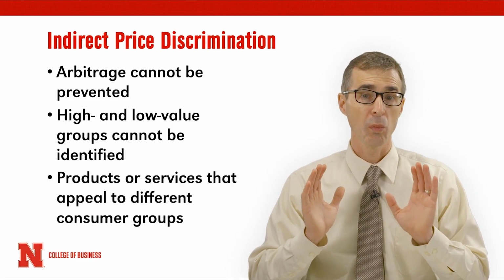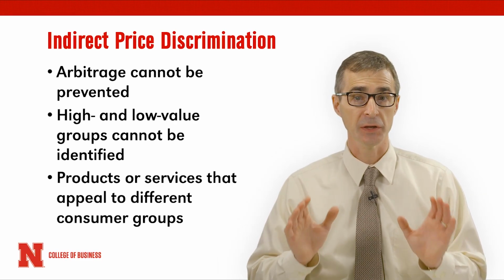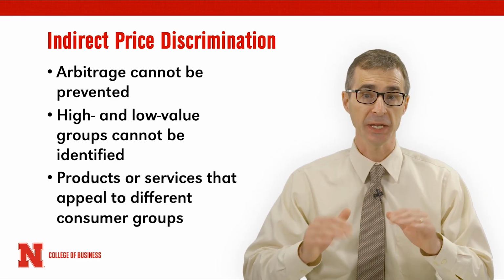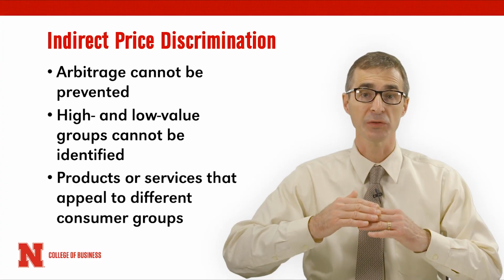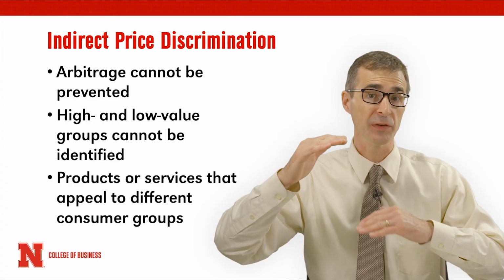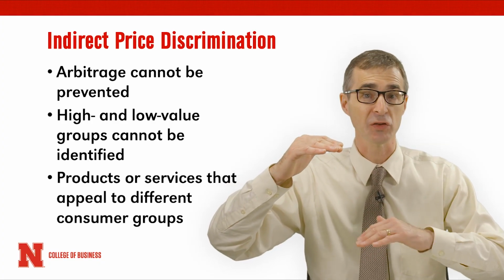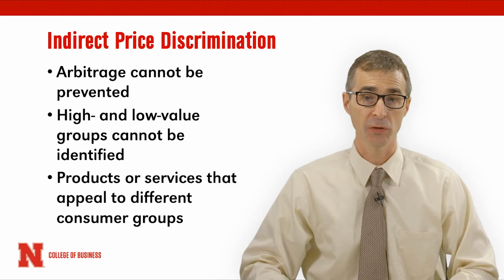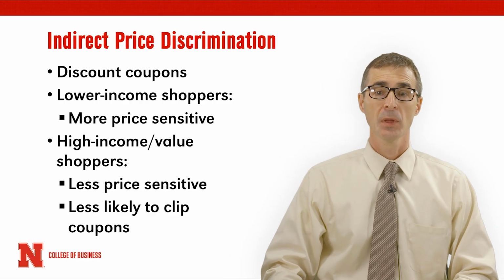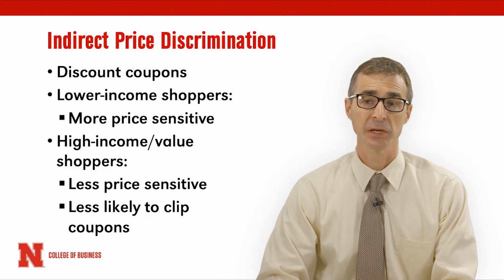So, in response to that, it's very often the case that firms will design different products to appeal to different classes of consumers. And if they successfully do that, the high-value customers really don't even want anything to do with the low-end or low-value product. Let's talk about a couple of examples of indirect price discrimination.